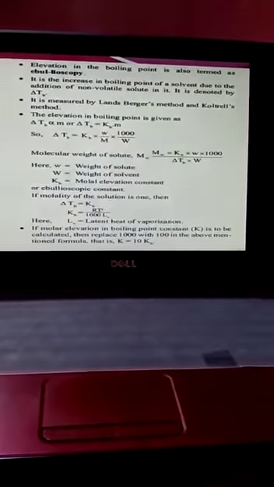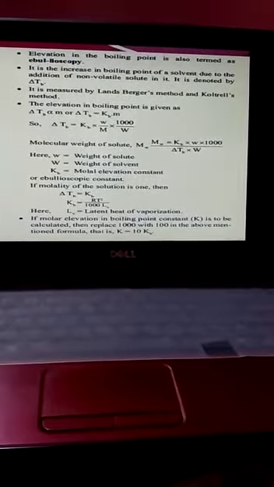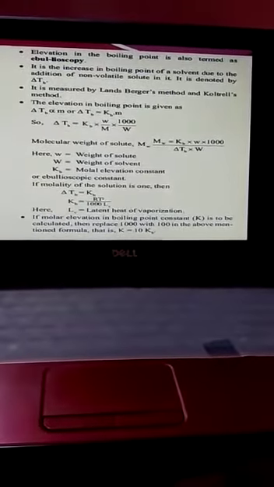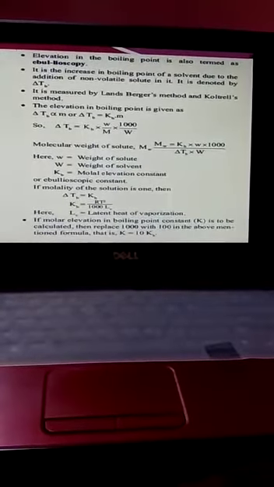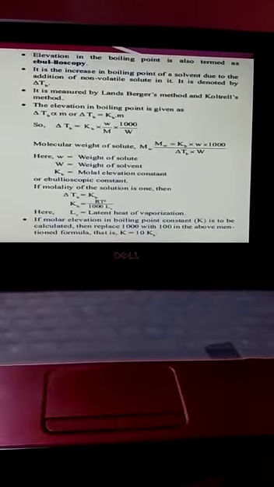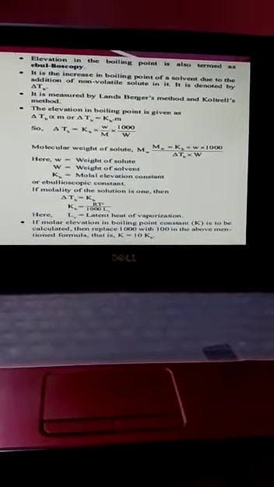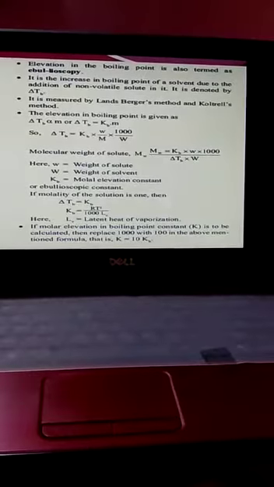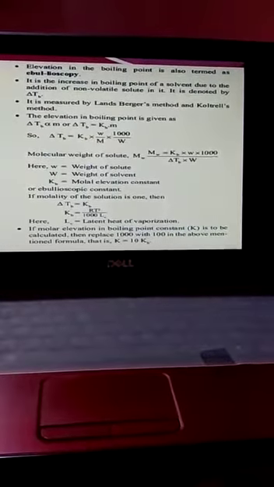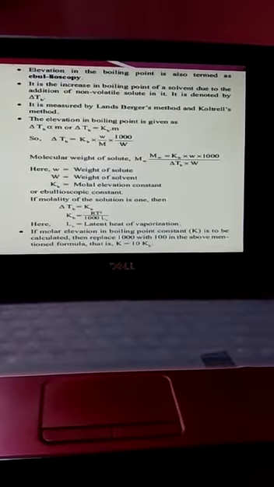Now, what is Kb? This Kb is known as the molar elevation constant, and it is also known as the ebullioscopic constant or boiling point elevation constant. All these are represented by the symbol Kb. Now, it is clear that the elevation in boiling point depends upon the relative number of moles of the solute particles, but does not depend upon the nature of the solute. Therefore, the elevation in boiling point is a colligative property.